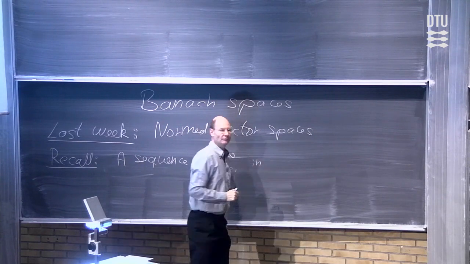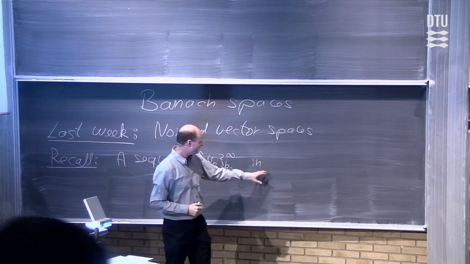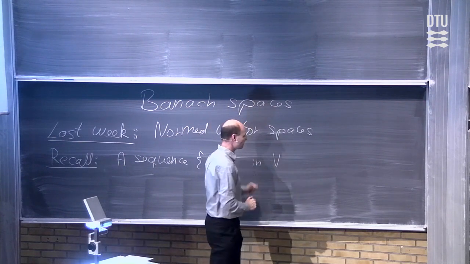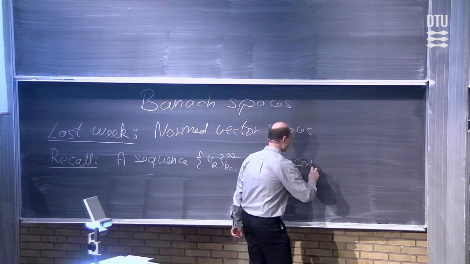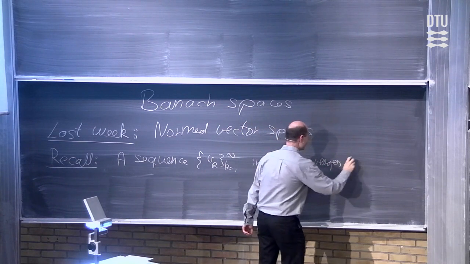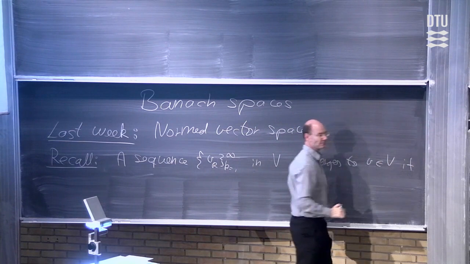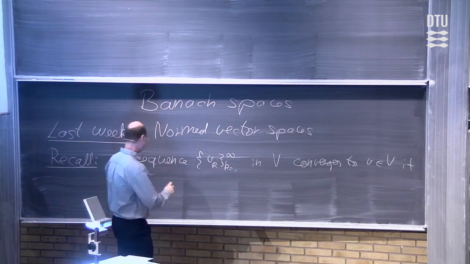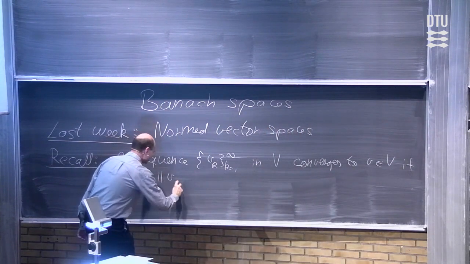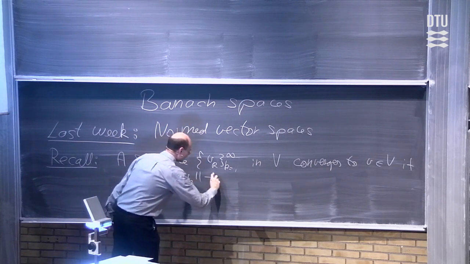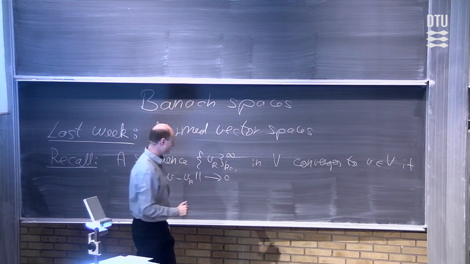Let me just formulate it in short. I'll not write "in a normed vector space", this is understood. So I just say in V, it converges to some element v in the space. Written in a short way, the condition is that if you look at the norm of the difference v minus vk, this should go to 0 as k tends to infinity.